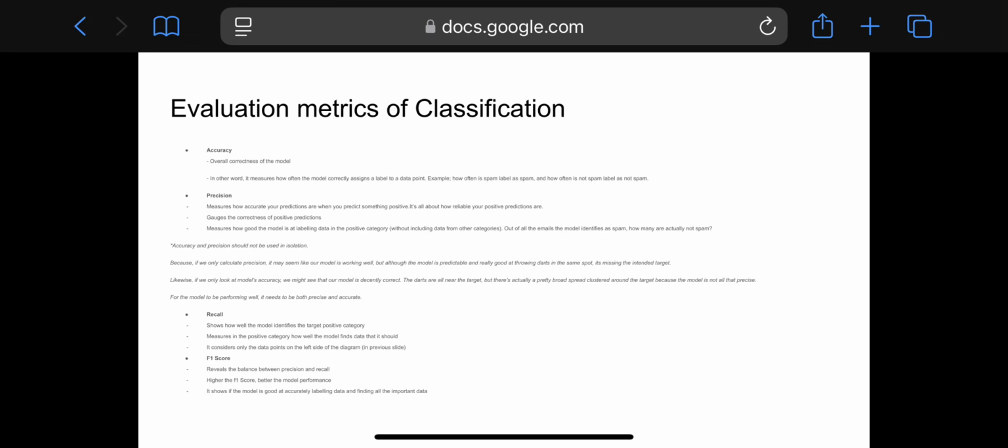There are other things that the model is evaluated on, such as recall and F1 score, which is really popular. Recall shows how well the model identifies the target positive category, and the F1 score reveals the balance between precision and recall. The higher the F1 score, the better the model performance. It shows if the model is good at accurately labeling data and finding all the important data. So this is the evaluation metrics for classification.